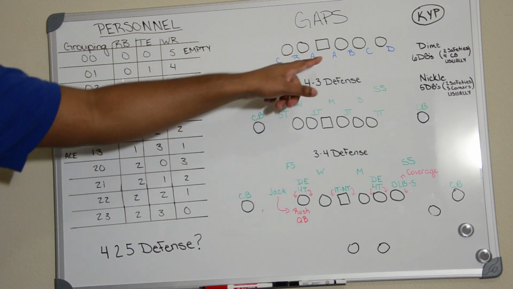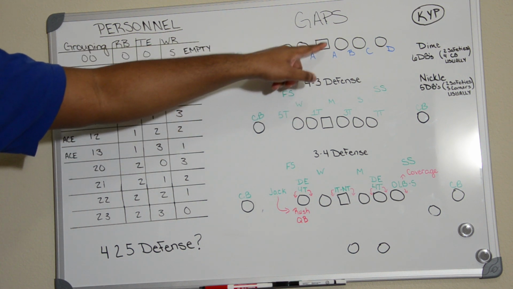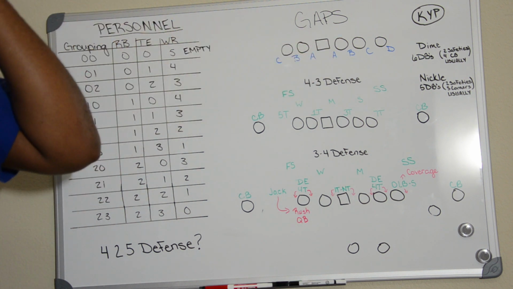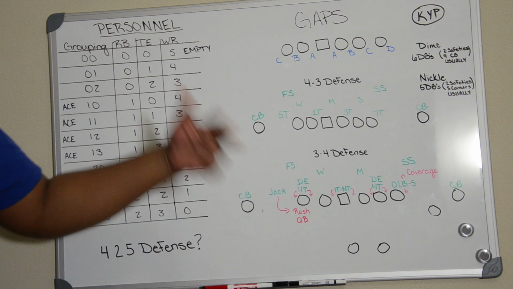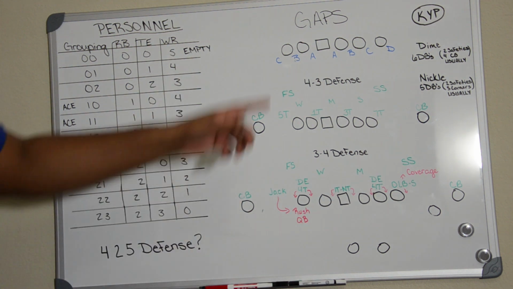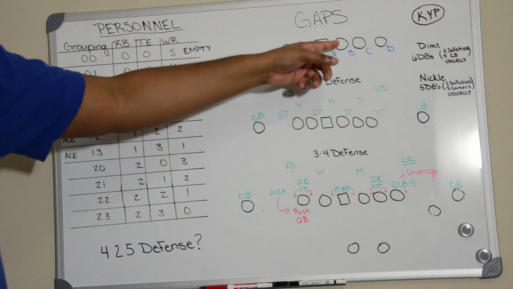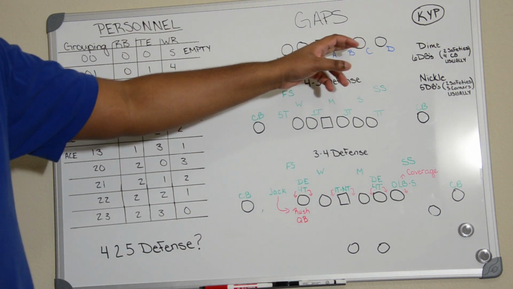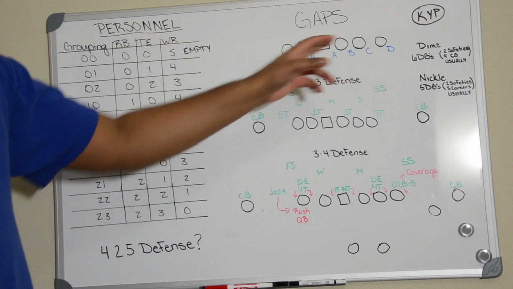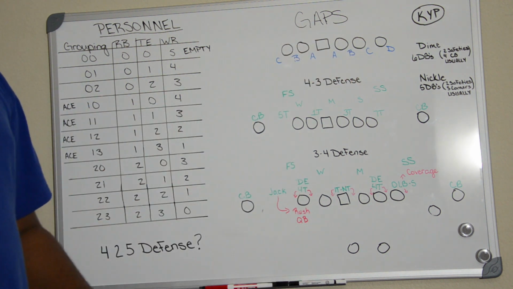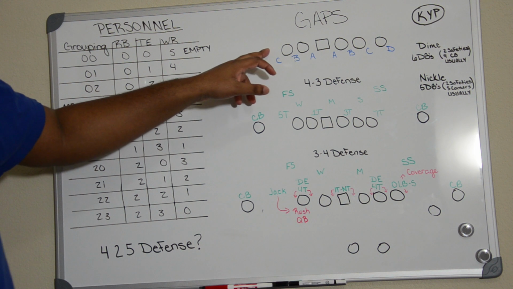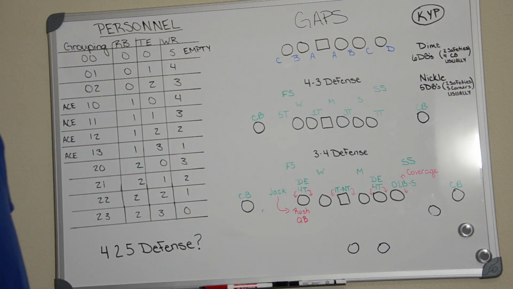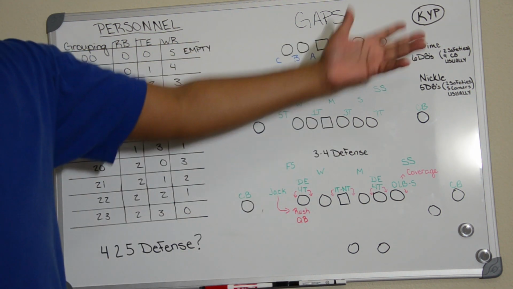Now the gaps. You've got the center here. On the left and right of the center, in between the center and the guards, that's the A gap. So if somebody comes up the A gap, that's what they're referring to if you hear that on TV. In between the guard and the tackle, on both sides, that's called the B gap. Outside of the tackle, or in between the tackle and the tight end, that's called the C gap. Anything outside of the tight end is called the D gap.